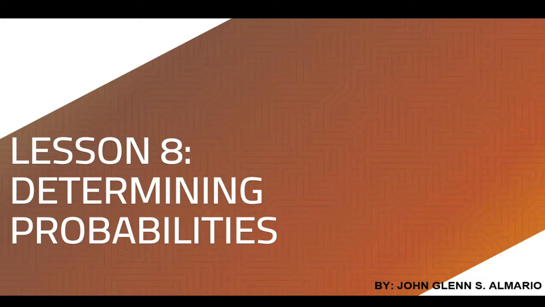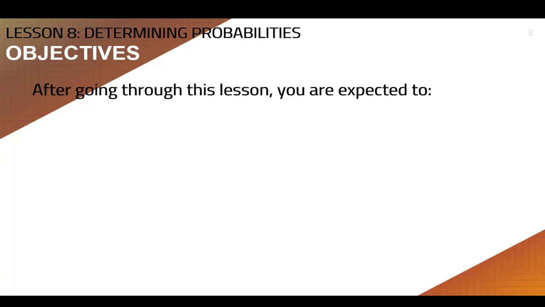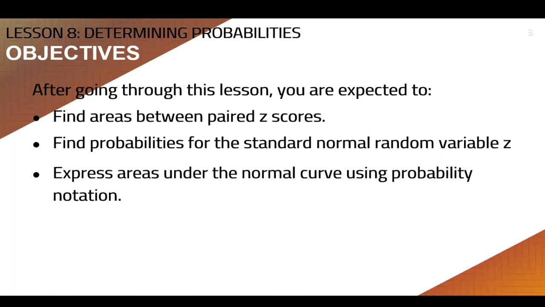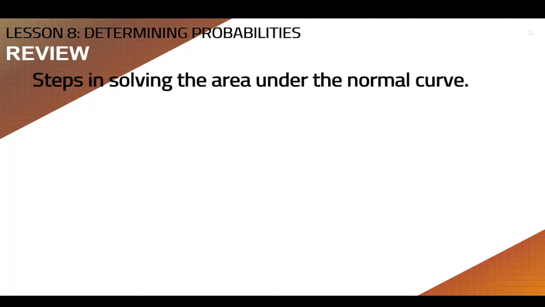Today we will be discussing determining probabilities. After going through this lesson, you are expected to find areas between paired z-scores, find probabilities for the standard normal variable random z, and express areas under the normal curve using probability notation.